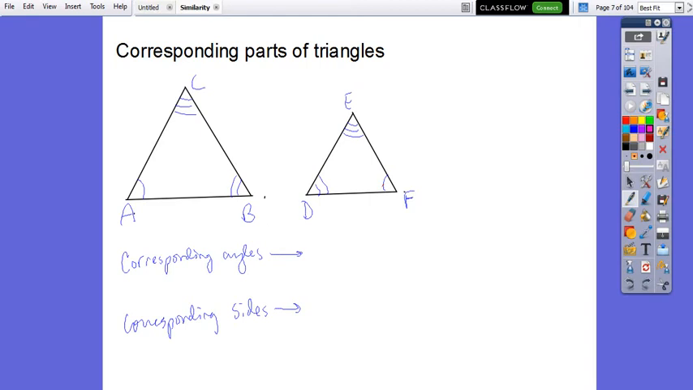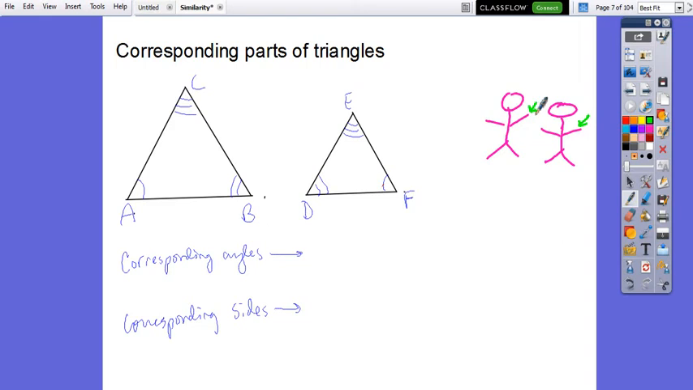Now, what are corresponding parts? Corresponding parts are parts that are in the same position relative to their individual figure, if you will, to that particular drawing. So here I've got two people up here. Does everybody know where their left arms are? Right here, right? There's this one's left arm. There's that one's left arm, right?